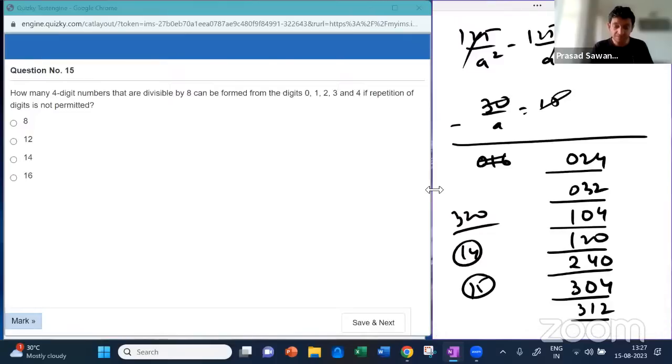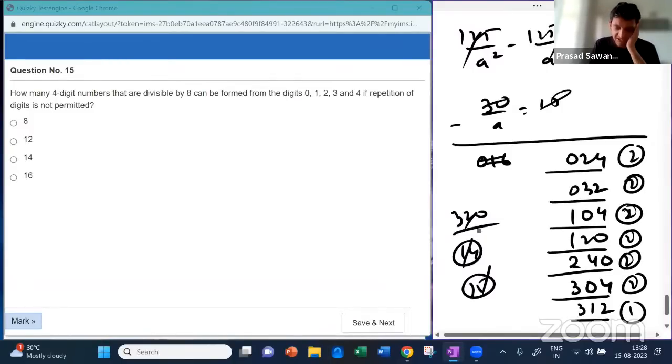What am I missing? 008, 016 won't work. Okay, 4-digit numbers divisible by 8. Oh, sorry. Good, I messed it up. So I have 2 cases here, either 1 or 3. 2 cases here. Only 2 cases here again. 2 cases here again. Only 1 case here. I think I was right.